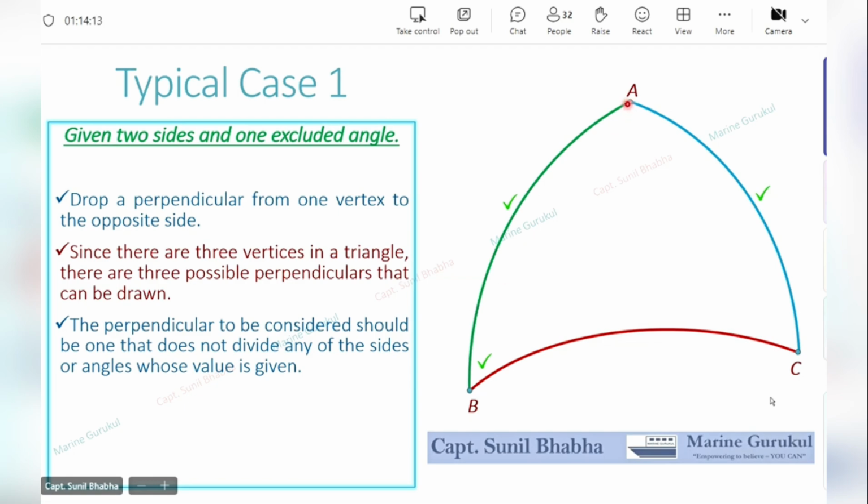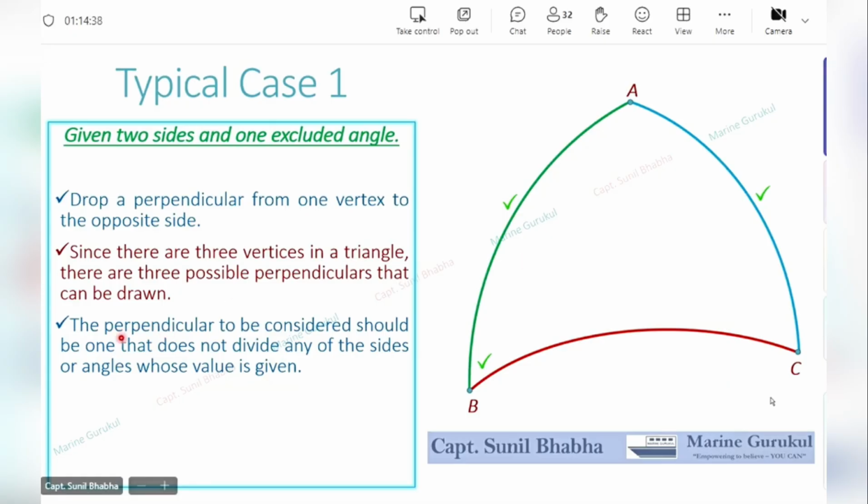Now if you come to the third vertex, that is vertex A, if I drop a perpendicular from vertex A to the opposite side, which is BC, Bravo Charlie, now you see angle A is not given to us, its value is unknown, and side BC is also not given to us, its value is unknown. So this is the perpendicular to be considered for our solution.